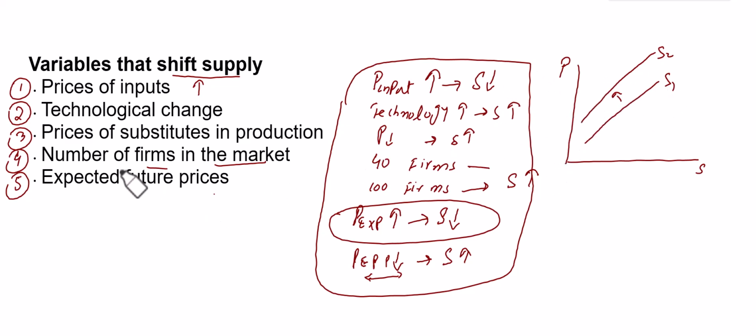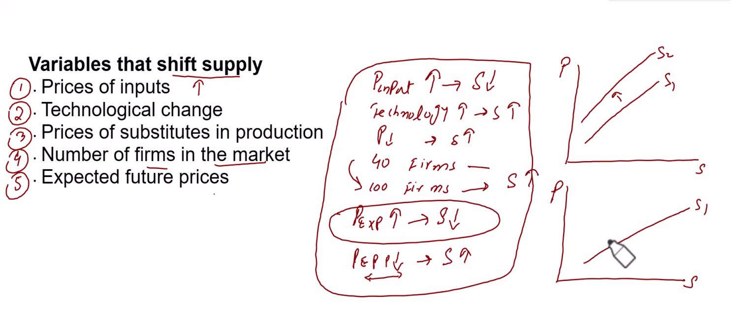Similarly, let's say about the number of firms in the market. So here we have price and supply. This is our initial supply curve. Let's assume there are 40 firms in the market. They are supplying this amount of production in the market. Now when the number of firms increases from 40 to 100, the supply increases. So when supply increases, the supply curve shifts rightward.